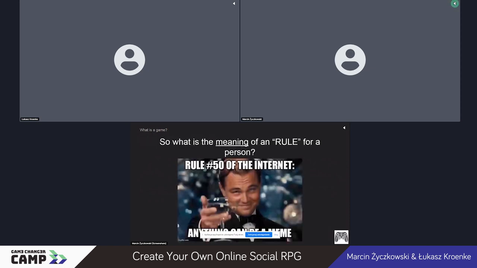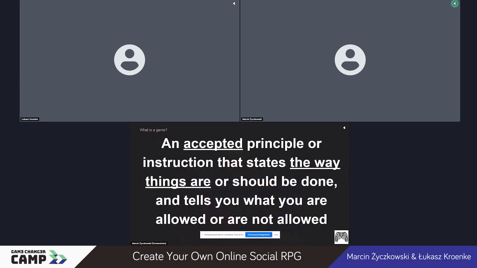And then another one. That's why I was so happy that we had Leo back then. So what is the meaning of a rule for a person? I have three definitions here because they are all relevant. The base one, the easy one, is an accepted principle or an instruction that states the way things are or should be done and tells you what you are allowed or not allowed to do. This is our paradigm. A set of rules constitutes our worldview.